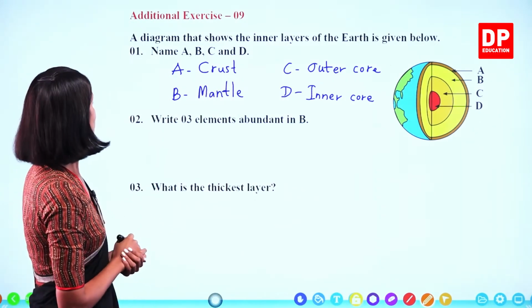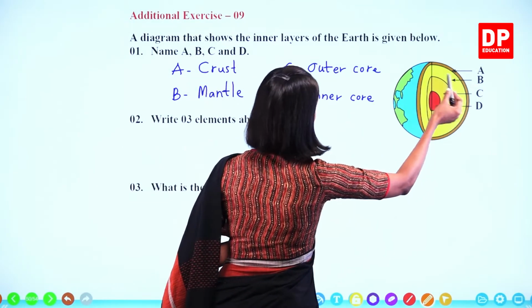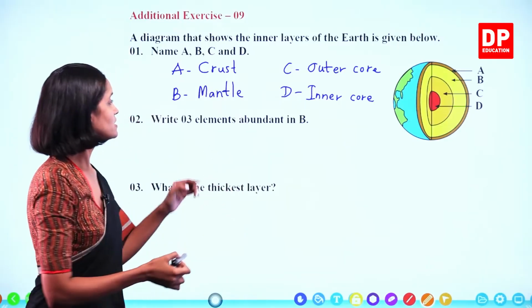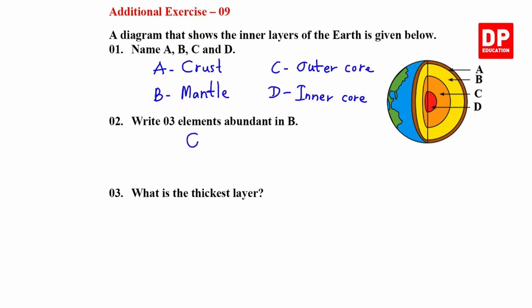Right, children? Write 3 elements abundant in B. B means the mantle. 3 elements, let's write. Now you all know how to write. Oxygen, silicon, magnesium, and even iron.